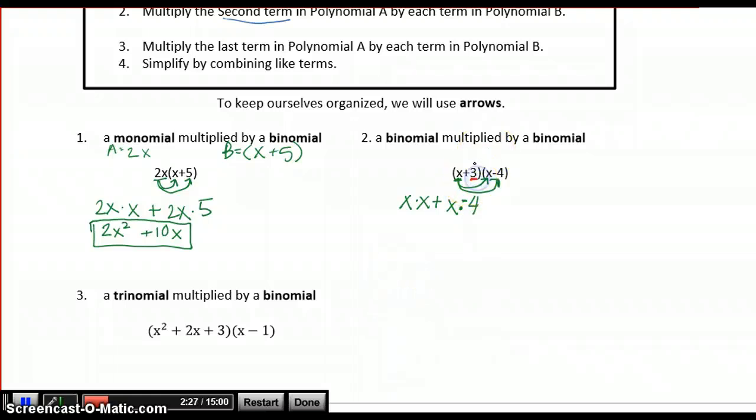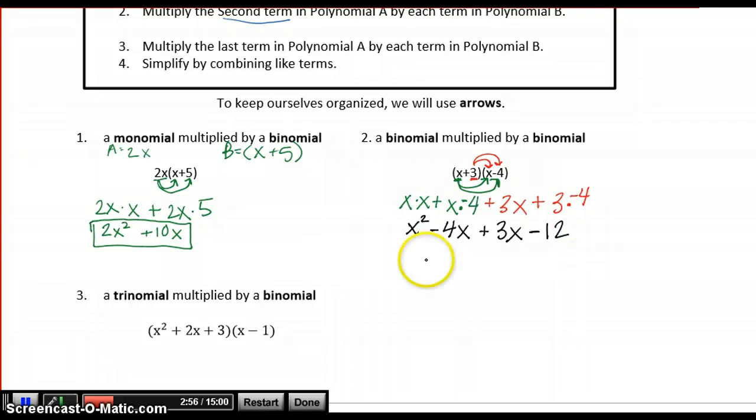Our second term is 3. So we have 3 times x plus 3 times negative 4. So now our next step is to simplify this. X times x gives us x squared. X times negative 4 gives us minus 4x. 3 times x gives us plus 3x. And 3 times negative 4 gives us minus 12.